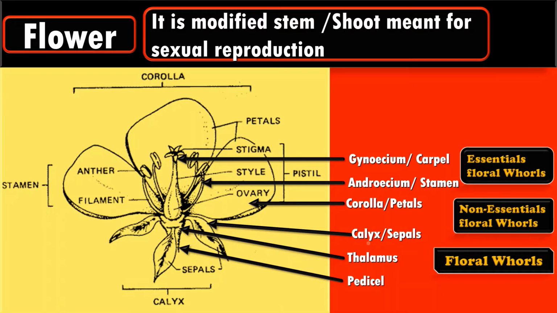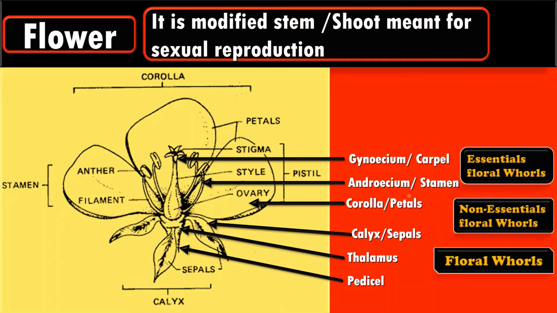Calyx is the first and outermost whorl. Its members are called sepals. It is green, photosynthetic, and protects the inner whorl during bud condition. The second whorl is corolla. Their members are called petals. These petals are colored in nature. So, these colored petals attract pollinators such as birds, insects for pollination. It also protects the inner part of the flower during bud condition.